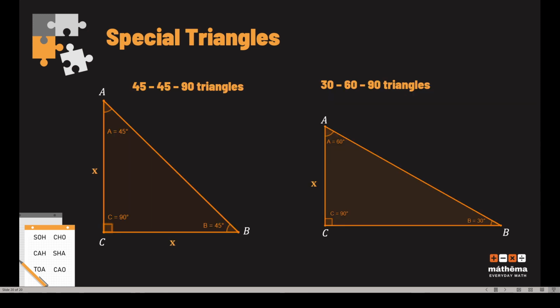So in summary, this is it. For 45-45-90 triangles, we said earlier that the hypotenuse is the leg length times the square root of 2, so we have x square root of 2. And in our 30-60-90 triangles, the hypotenuse is twice the shorter leg, and the longer leg is the shorter leg times the square root of 3.